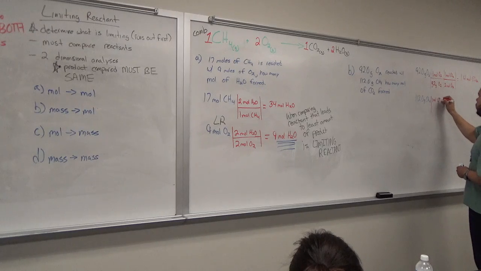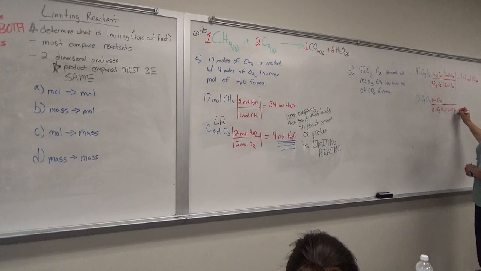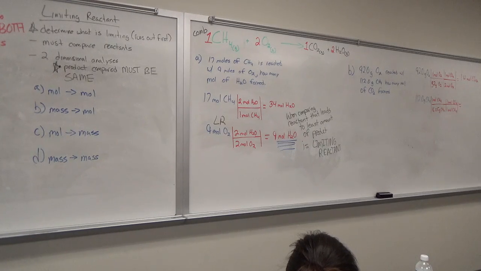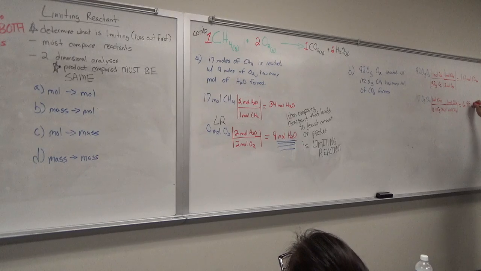1 mole of methane is 16.05 grams of methane. And for every 1 mole of CH4, we have 1 mole of CO2. About 6.98, so pretty much 7. 6.98.